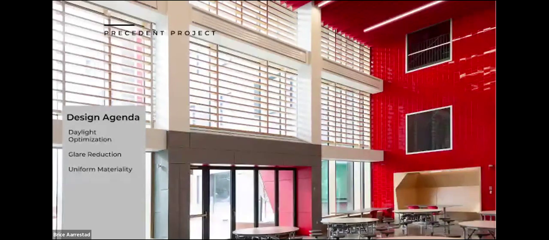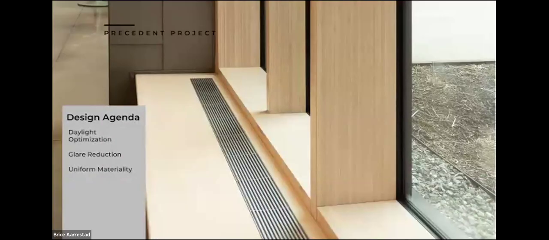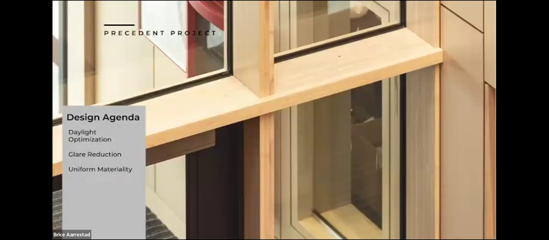And so uniform materiality was another design aspect on this project. They used laminated bamboo throughout the school on fixtures like built-in benches, on wall panels, interior wall panels, window surrounds, things like that. And they were able to achieve that kind of uniform materiality throughout the project, tying in the curtain wall to these finishes, allowing that to be a really seamless experience. And coming through the school, it feels like you're in a furniture piece rather than in a building.